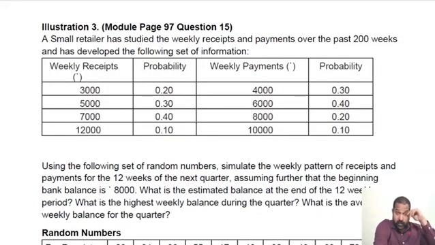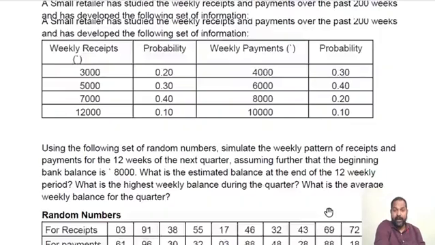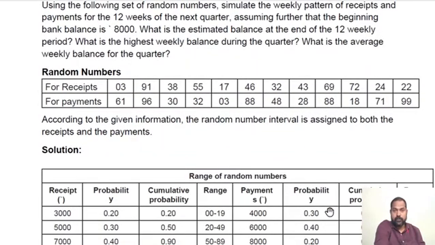So the question says, using the following set of random numbers, simulate the weekly pattern of receipts and payments for a 12 week quarter, assuming further that the beginning bank balance is 8,000 rupees, estimate the balance for the end of the 12 weekly period. What is the highest weekly balance during the quarter, and what is the average weekly balance for that quarter? So number one is highest and the other is average.